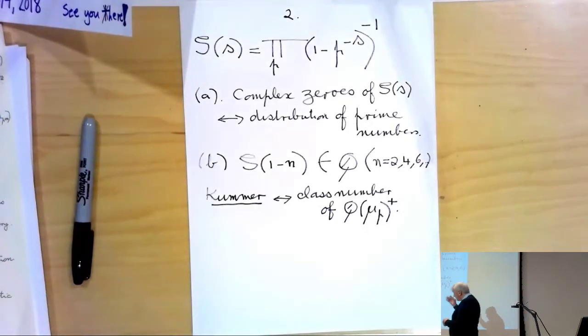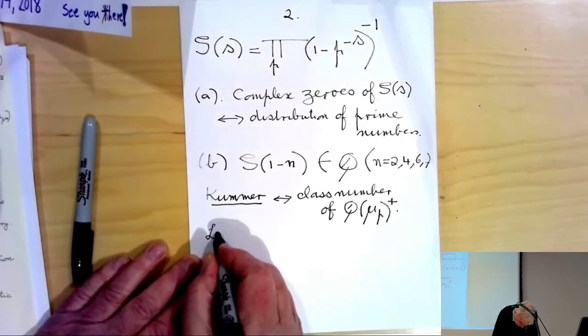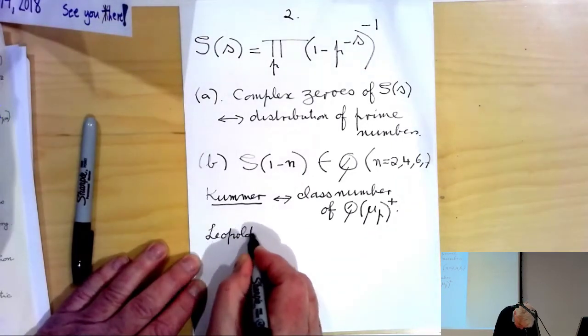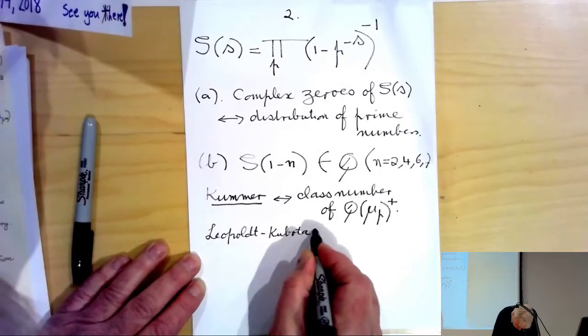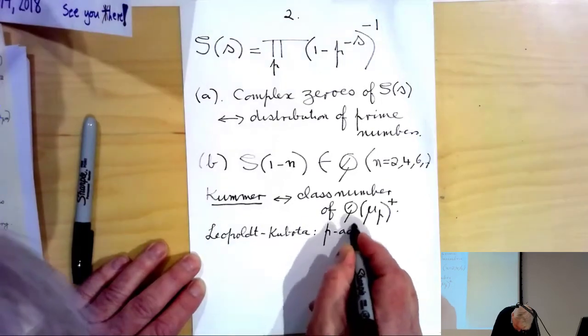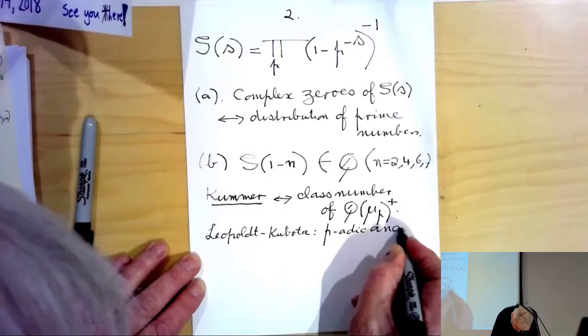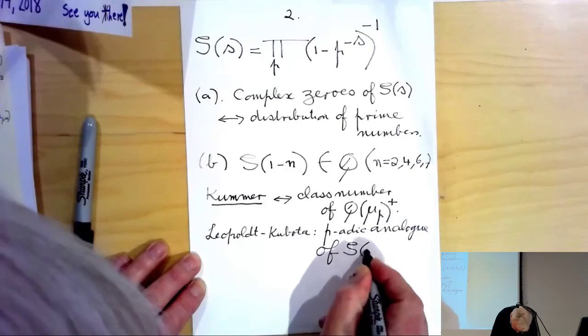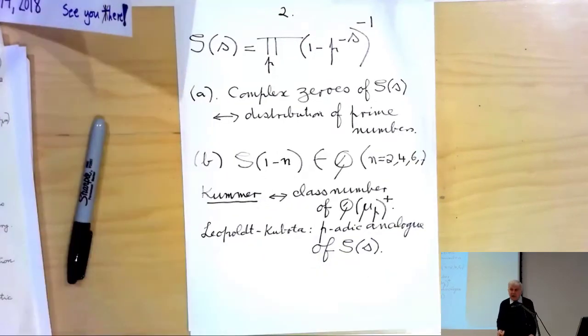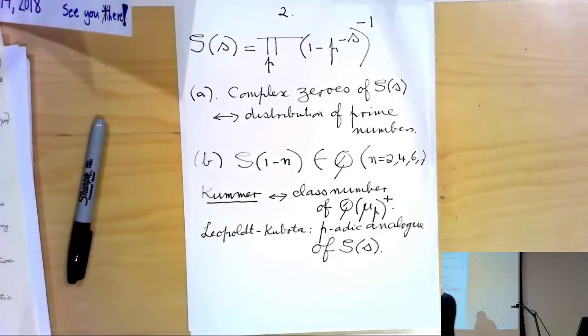Kummer discovered this about the same time as Riemann. But the next important step along the way was due to Leopold and Kubota, who proved the existence of a p-adic analog of zeta of S. Now, I'm not going to spell out what this p-adic analog is. It's actually, if you like, there are (p minus 1) over 2 branches, or it's a measure on a Galois group, but there's a very precise p-adic analog.